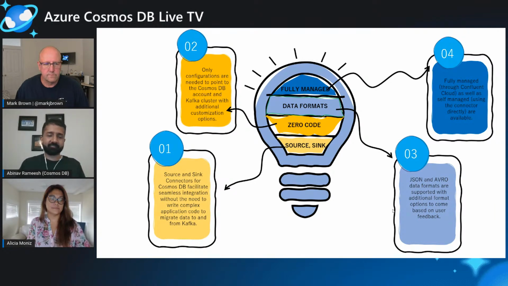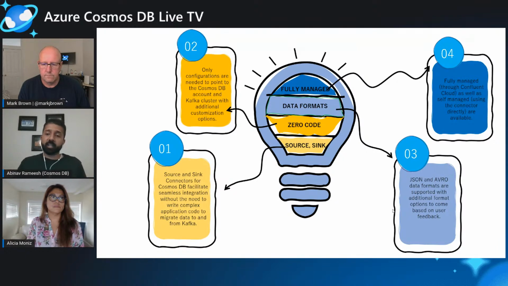Zero code, we've already covered this in a good amount of detail. The idea is that because it's running change feed under the covers, and it's running a producer on the other side of things, you're literally just saying, here's where I want to connect. This is my Kafka cluster. This is my topic. This is my Cosmos DB account. And this is my container. Kafka Connect, please do the migration in the direction that I've chosen. So that's really all that you need to do.